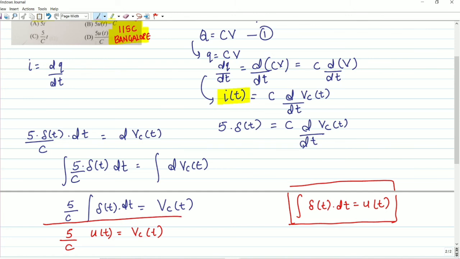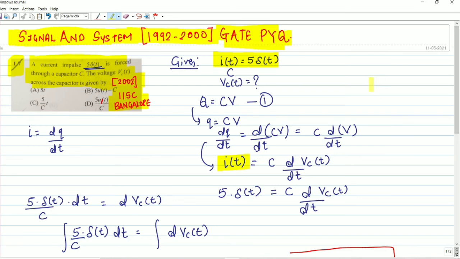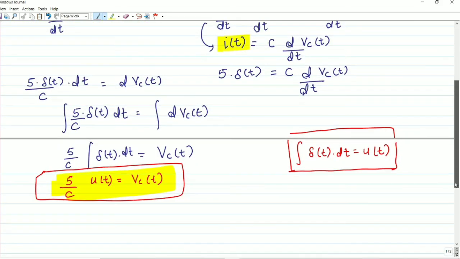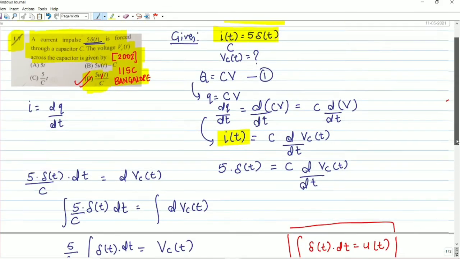All of you have understood. We have to find the voltage across the capacitor. This is our answer. Let me highlight. Our answer will be phi by C multiplied by the unit step signal. This is our answer. Let me check which option is matching. Phi by C u(t). I think option D is the correct answer, because it matches with our answer, phi by C into u(t).